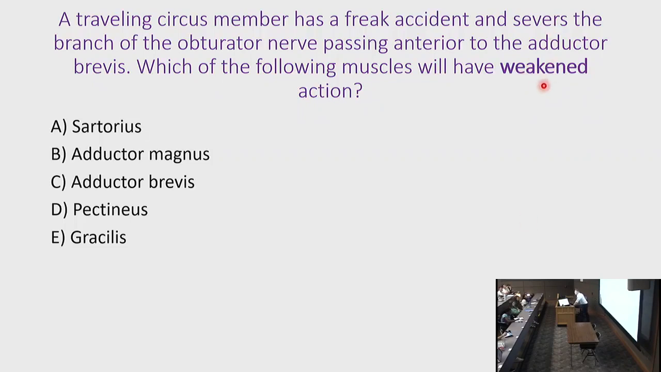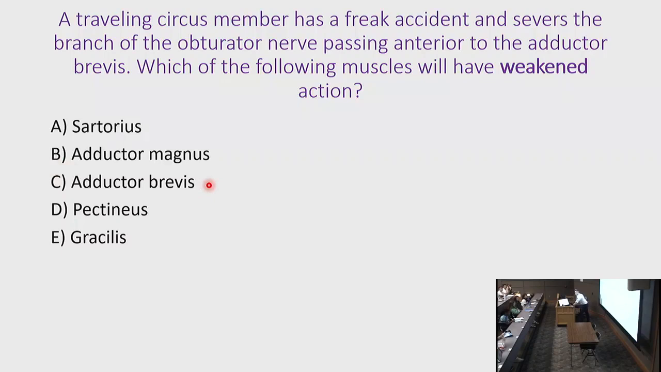Weakened means that you have not lost complete function. So which one of these muscles would have damaged innervation but not completely lost by losing the anterior division of the obturator nerve? Sartorius, is that innervated by the obturator nerve? No, cut that one out. That's femoral. Adductor magnus, innervated by the posterior division. So that one's out.